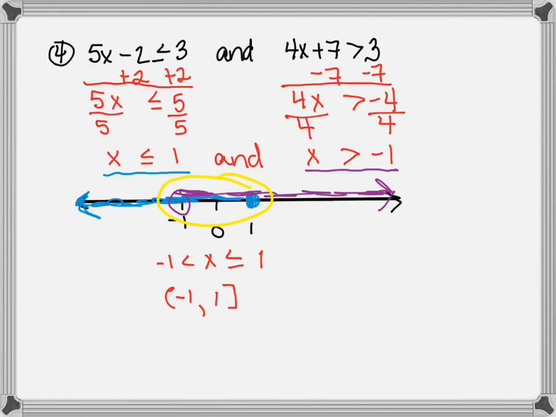So, squared off bracket. And then our official graph is just the overlap. So open circle at negative 1, closed solid circle at positive 1, shading in between.